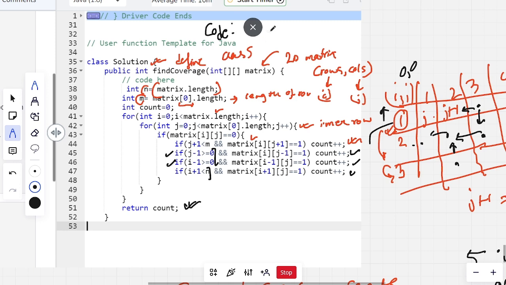You can execute it and it works. There are 230 test cases, and it will pass all the test cases.